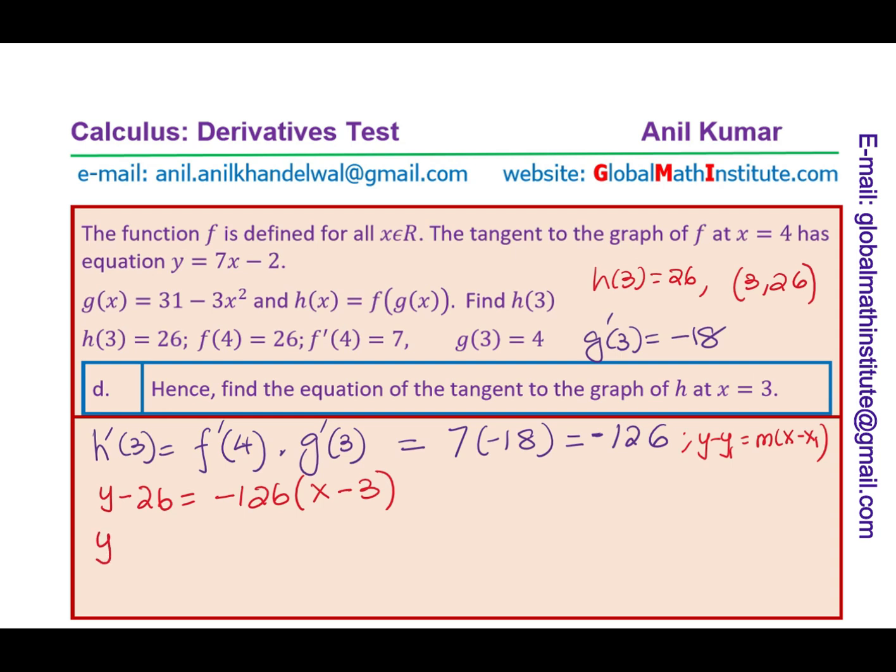We can find what y is. y is equal to minus 126, open the bracket, x minus 3, which gives minus 126x plus 3 times 126, which is 378, and then bringing 26 to the right hand side with a positive sign, adding this up, 378 and 26 gives 404. So y equals minus 126x plus 404. That becomes the equation of the tangent at h of 3.